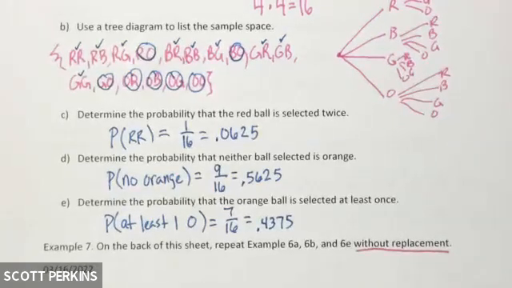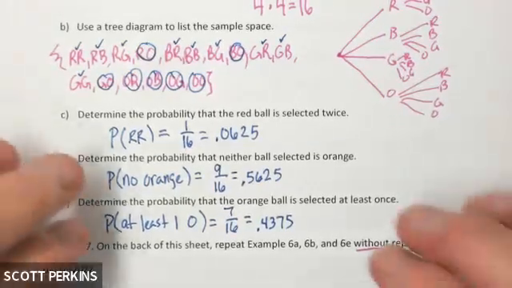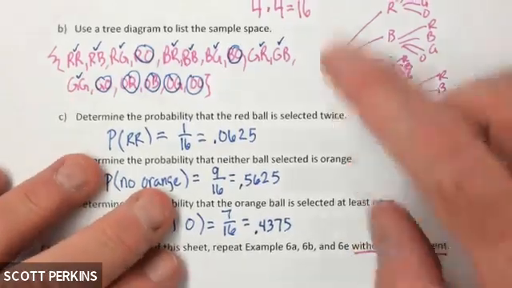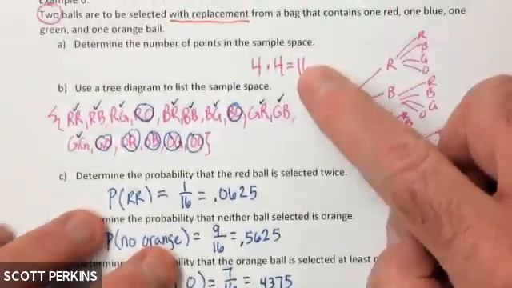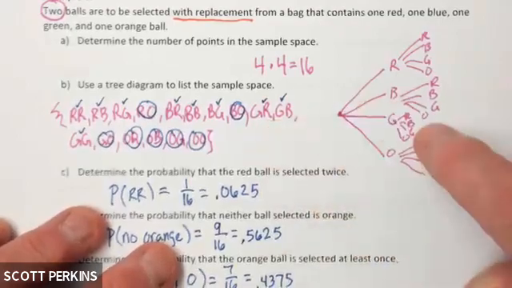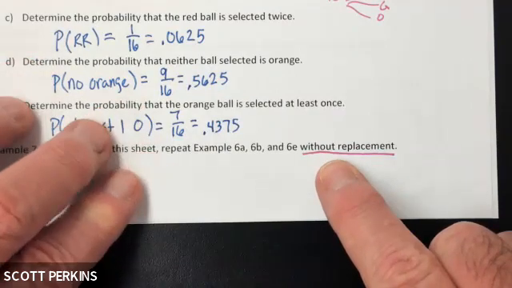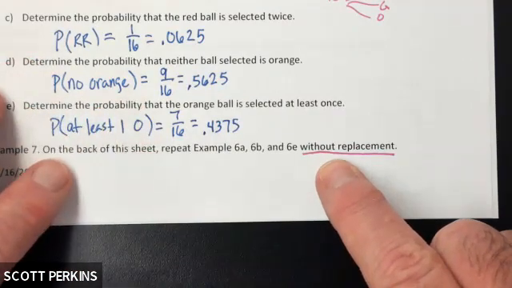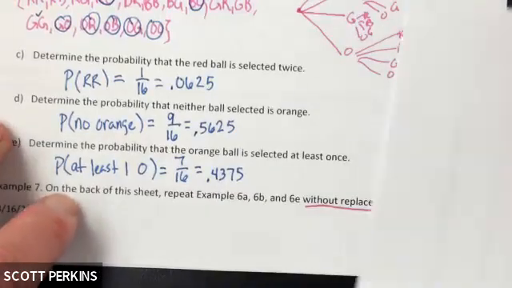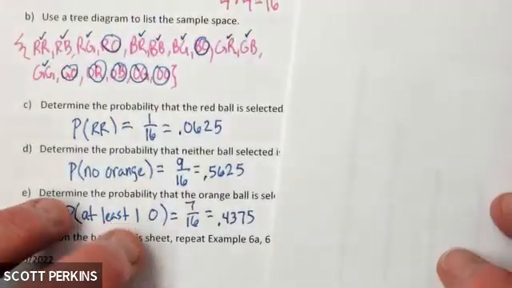All right, last thing we're going to do, if you want to flip the page over or get a blank piece of notebook paper, I just want you to redo the first 2 parts, the A and the B part. What's the number of outcomes in the sample space? List out your sample space using a tree diagram with the same color balls, but this time you're doing it without replacement. Okay, so just one more opportunity to practice. We're doing this one without replacing the first one that was drawn.